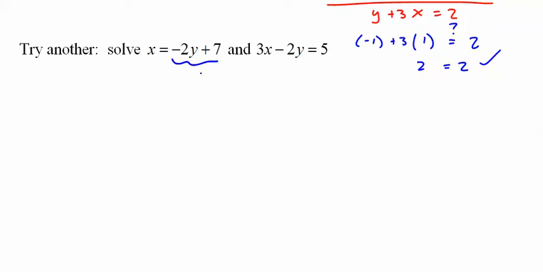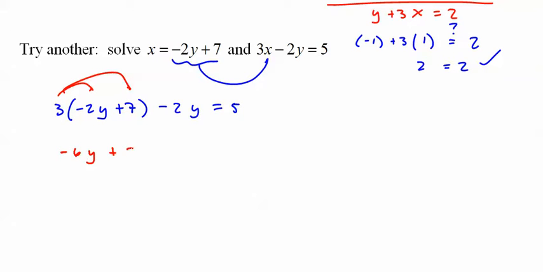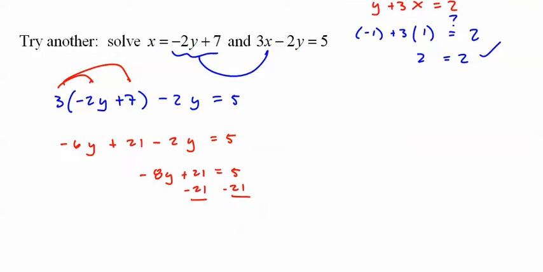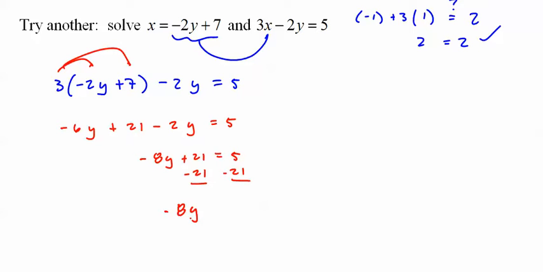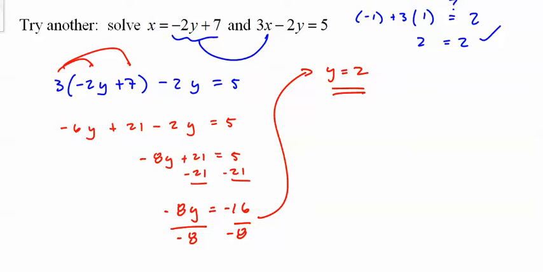It's already solved for one of them, so we sub in. This is one of those times where the parentheses is a pretty good idea. So now we distribute. Combine our like terms. Move our 21 over. Y equals 2. Sub it back in. In this case, I'm going for the first one. X equals negative 2 times 2 plus 7. X equals negative 4 plus 7 equals 3.